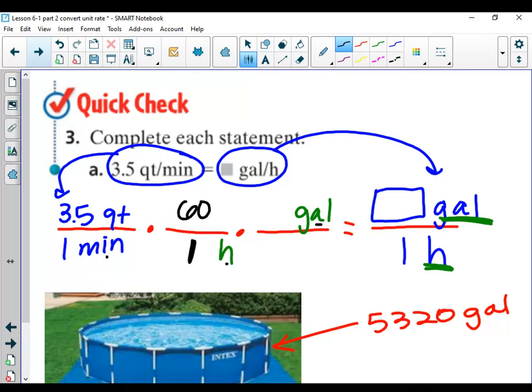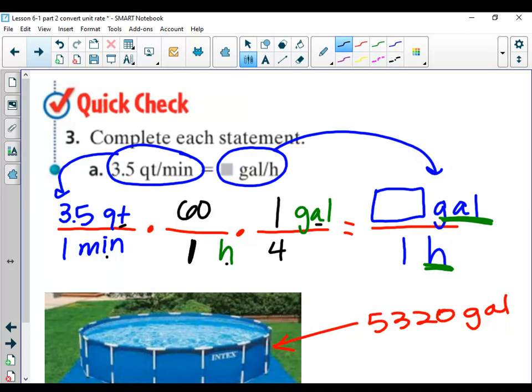What do I know about gallons and quarts? 4 quarts, 1 gallon. 4 gallons? What am I doing? 1 gallon.